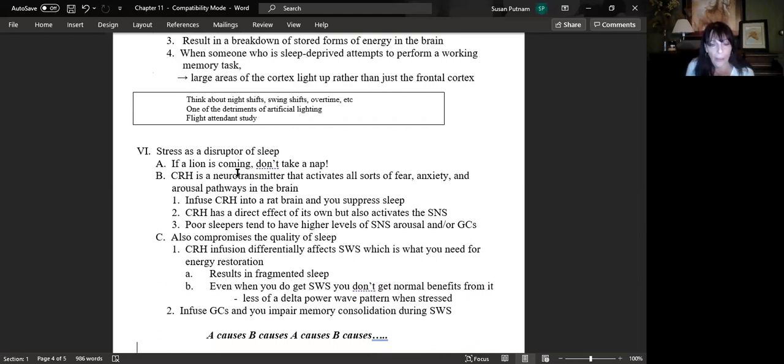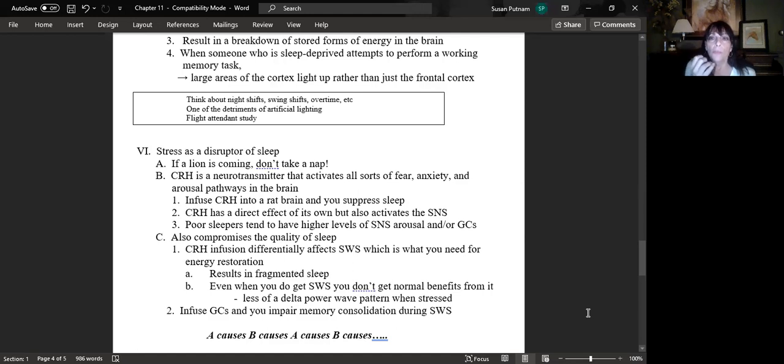Okay, let's go the other way. Stress as a disruptor of sleep. This makes sense. If a lion is coming, don't take a nap. That's what our body is telling us. Our brain is telling us, oh my gosh, a bear, a lion, a saber-toothed tiger, I don't know, a woolly mammoth is coming. Now's not the time to lie down and take a nap. Be alert, be vigilant, be awake.